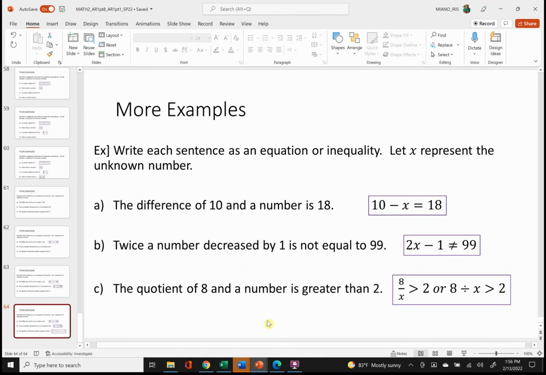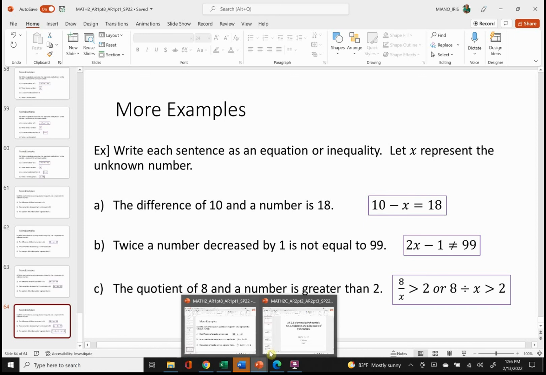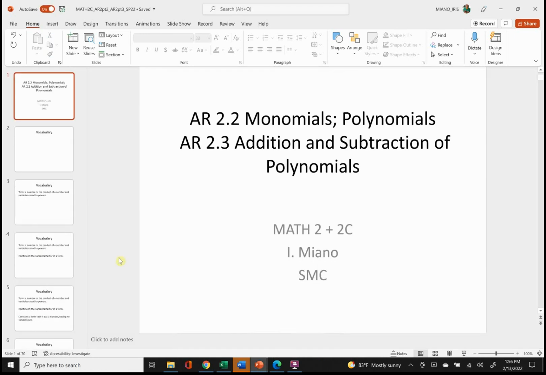Now let's talk about monomials, polynomials, addition and subtraction of polynomials. That's my next PowerPoint, which I'm going to call up right there. And this is a separate document of lecture notes. All right, and here we go with those.